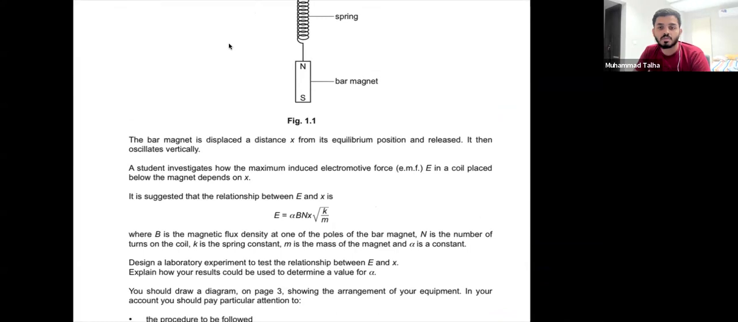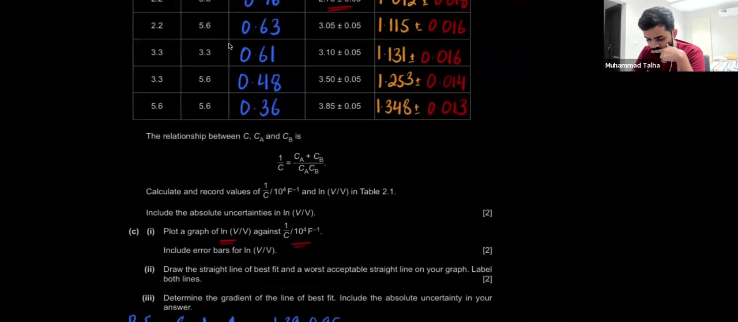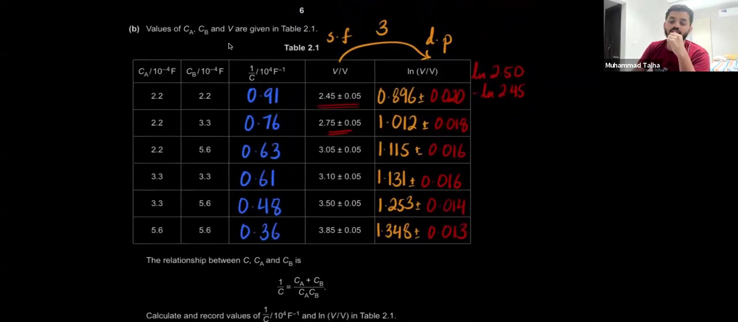How did you get the error bars in this one? It's exactly the same way. It's nothing different here. Are you asking about this one? Again, this is ln, right? So it's max minus min, right? Max minus min is what you have to do for ln.